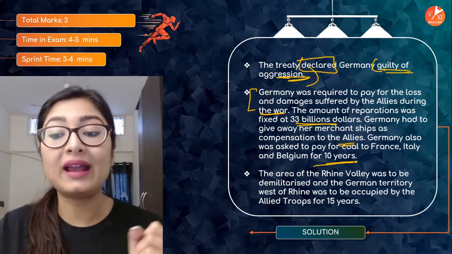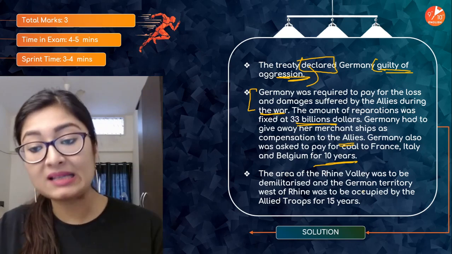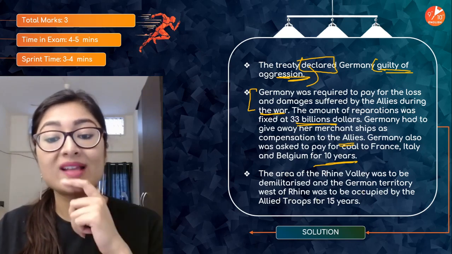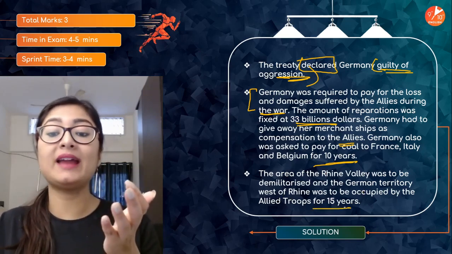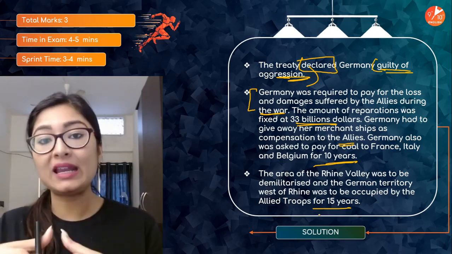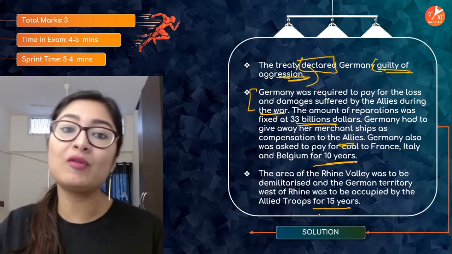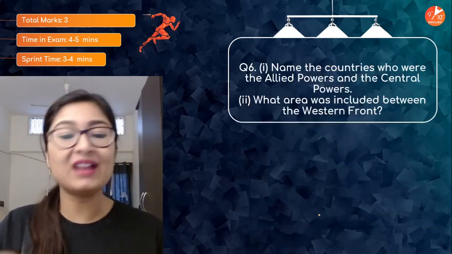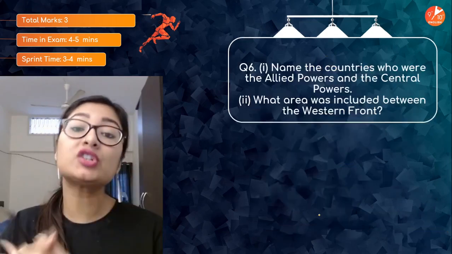And the area of the Rhine Valley was to be demilitarized, and German territory west of the Rhine was to be occupied by the Allied troops for 15 years. So the area which was actually very, very profitable for them, even that area was snatched away from them. So they very, very badly had to suffer the repercussions of World War I.